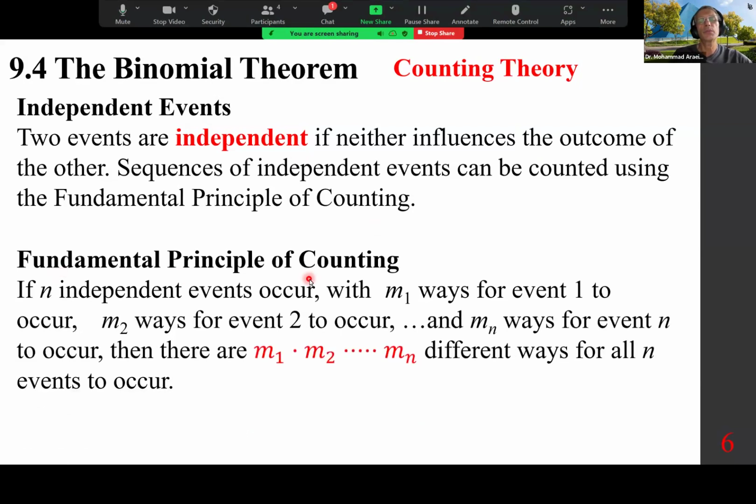Fundamental principle of counting. If n independent events occur, with m sub 1 ways for event 1 to occur, m sub 2 ways for event 2 to occur, so on and so forth, and m sub n ways for event n to occur, then there are m sub 1 times m sub 2 all the way to m sub n different ways for all n events to occur. That's the fundamental principle of counting.